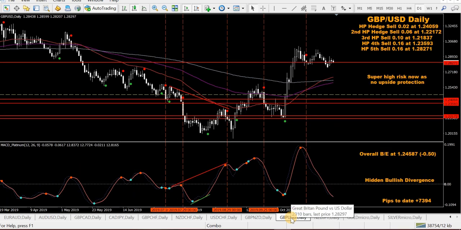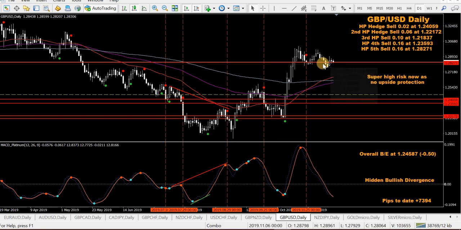The pound USD. Now, this is the one that's causing me a bit of grief. Remember I was telling you about all the pips on the pound. Don't get too excited because I'm in a sell, sell, sell, sell, and sell. So I've got no protection to the downside. I'm half a lot to the downside. Overall break-evens all the way down here. This thing's just meandering and messing with my mind.